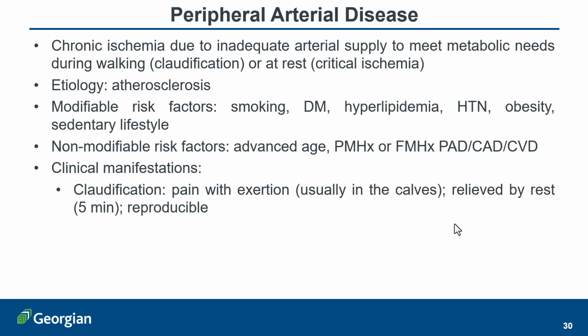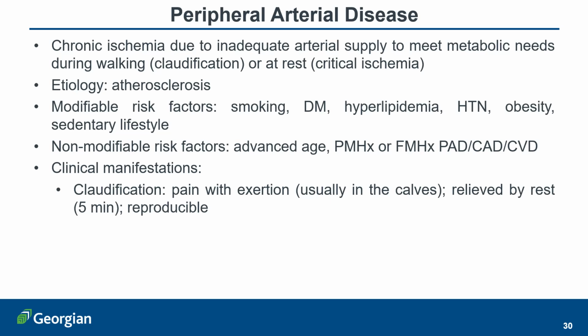Peripheral arterial disease, or PAD for short, is when there is chronic ischemia due to an inadequate blood supply to meet the metabolic needs of the limbs during walking. We refer to that as claudication. However, if the pain occurs at rest, that would mean that it is a critical form of ischemia that can lead to acute limb ischemia.